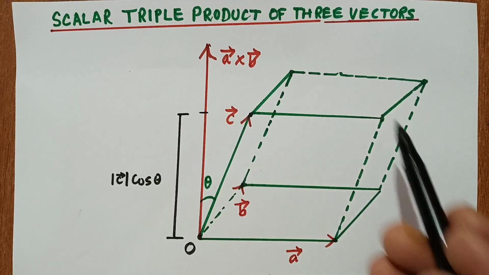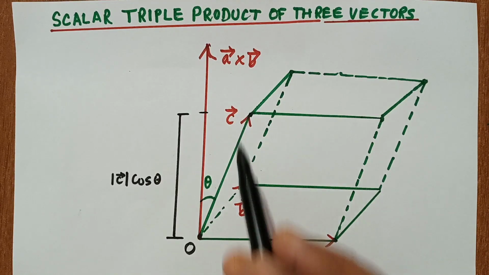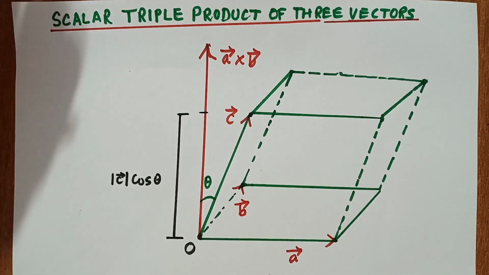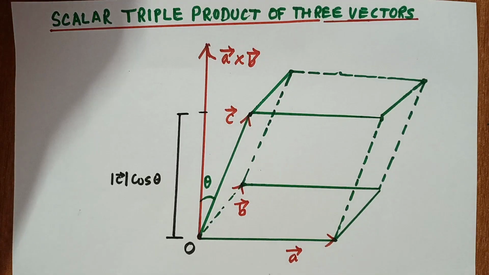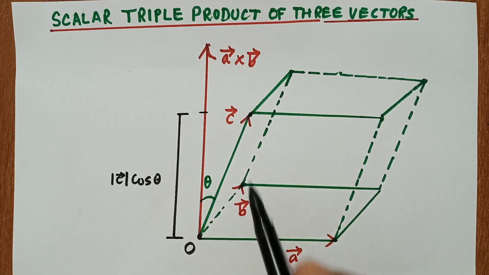So what is the volume of the parallelepiped? We have the area of the surface into the height. What is the area? The area of the parallelogram, which means mod of A cross B. As we know, the area of a parallelogram by the vector rule, if A and B are two vectors, is mod of A cross B. And what is the height?